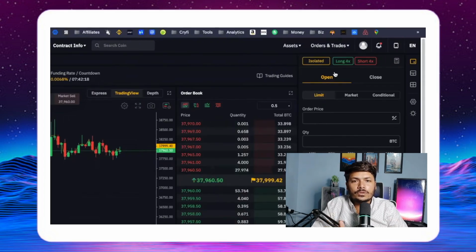Hey guys, today I will show you how to place a limit order with leverage on a USDT perpetual swap for Bitcoin, and also how to set up stop loss and take profit.